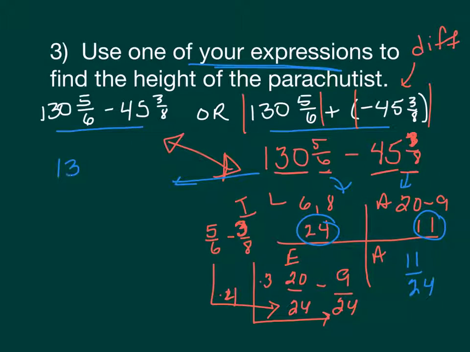So if I've got 130 minus 45, well, I know some of us are inclined to want to take out a calculator or use another piece of paper, but let's think about this. 130 minus 40 is 90. I've got 5 more to take away, or 5 less than 90 gives me 85. So if I take both of those, put everything together, my answer is going to be 85 and 11/24 feet.